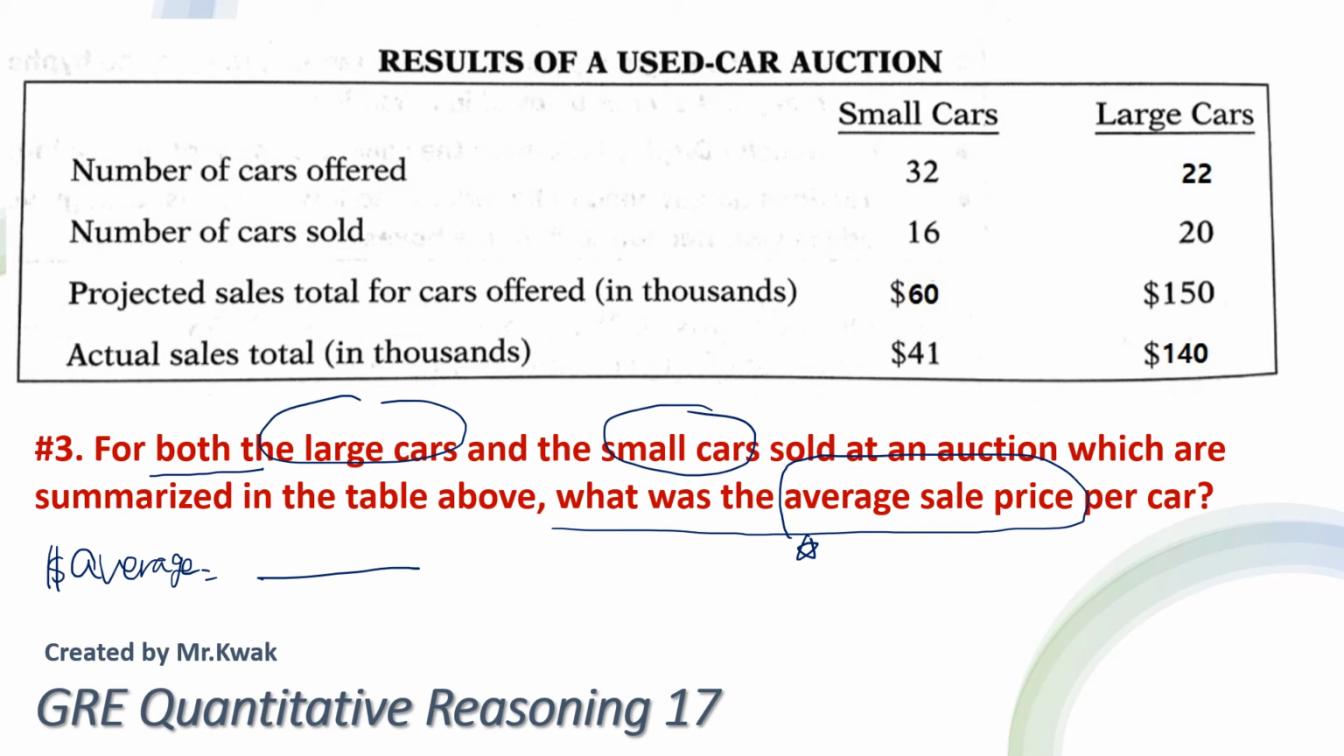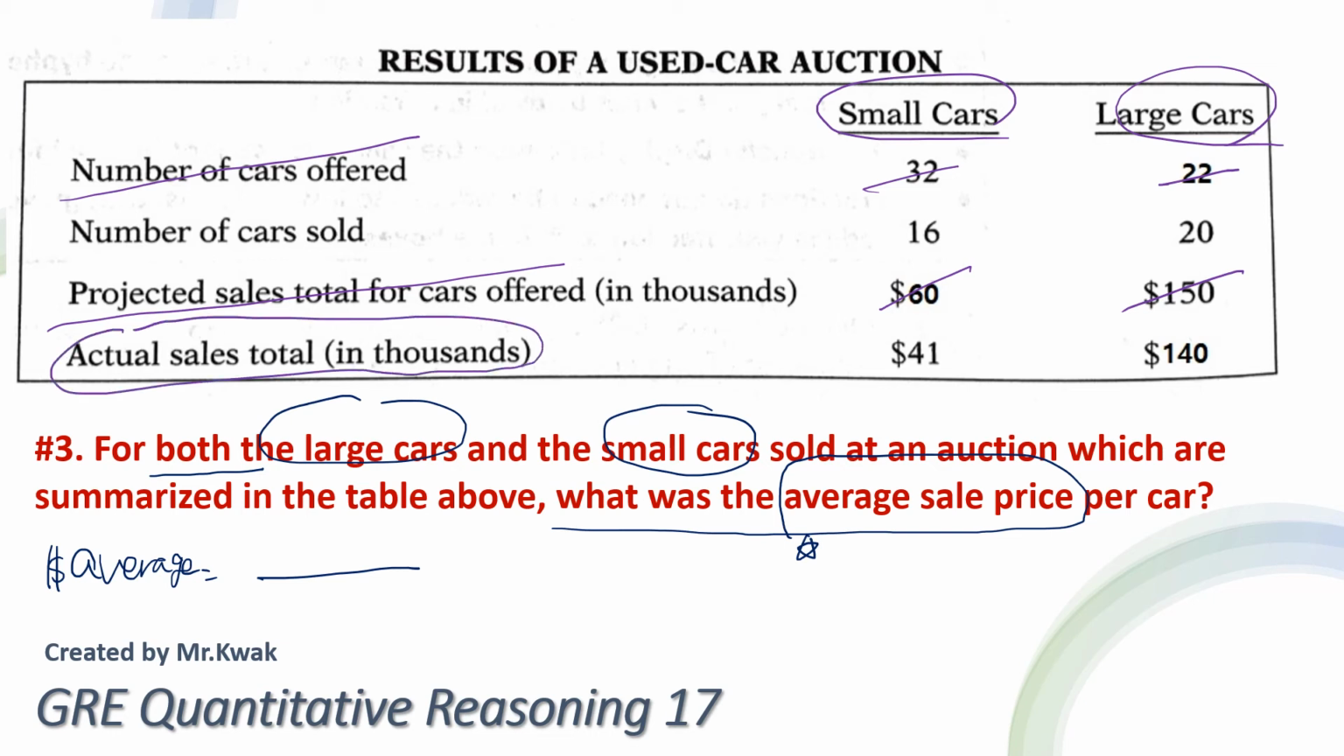So they are asking about both large and small cars, so we have to consider all of them. And are they asking about the number of cars offered? No. Let's just remove it. It could be confusing. And are they asking about the projected sales total? No. They're asking us to figure out the actual sales total in thousands. This part.